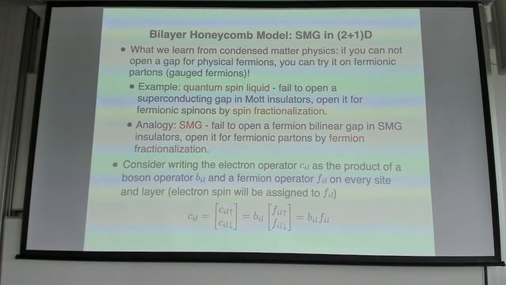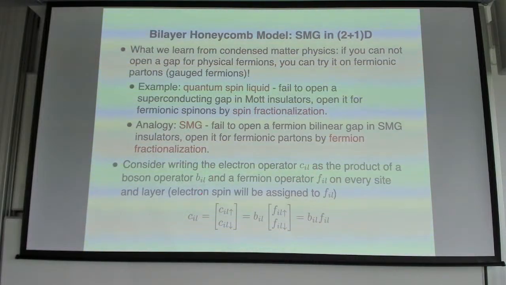And I want to make an analogy that symmetric mass generation is very similar. It is basically a failure to open up a bilinear gap in the system because of the symmetry requirement, but you can do that for fermionic partons via fermion fractionalization. If you don't understand this condensed matter jargon, don't worry. I'm going to show you the explicit construction. But I just want to say this construction is very much motivated by a very important topic in condensed matter called quantum spin liquids.